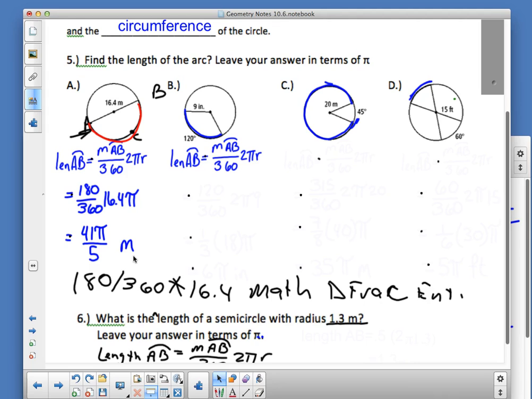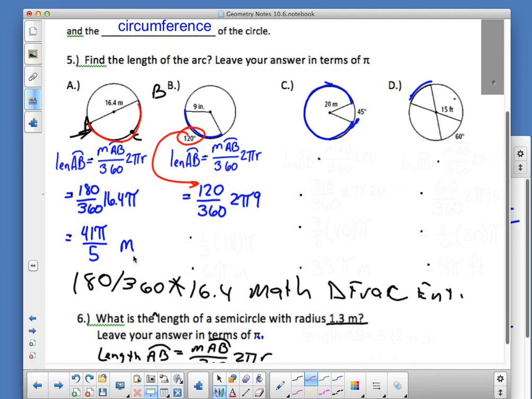Okay, so keep in mind, my arc AB I'm looking for is 120 out of 360. That's where 120 came from. Okay, so 120 out of 360. That'll give me a third of my circle. The distance of the arc, the length of that arc, a third of the circle. And I'm doing it in terms of pi. I did an intermediate step there, so you can see why it was a third. So I got 6 pi inches.